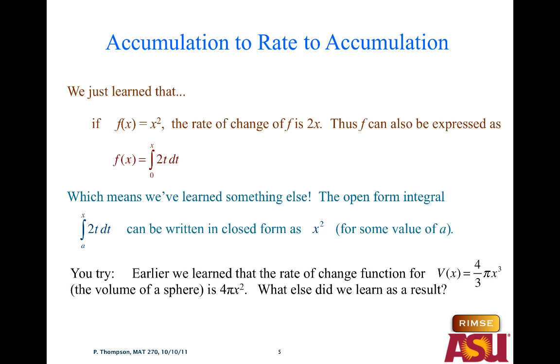Okay, so now you're going to try. Last week we learned that the rate of change function for the volume, 4/3 pi x cubed, we showed in closed form was 4 pi x squared. Then we learned something else. Can you write down what else we learned besides the fact that 4 pi x squared is the rate of change function for the volume of the sphere? What else did we learn? Could you write it out? Give it a shot.